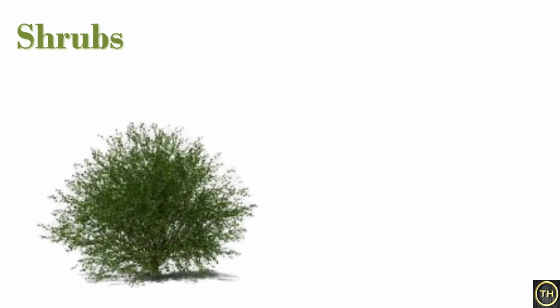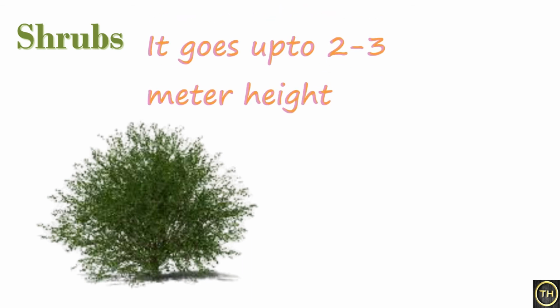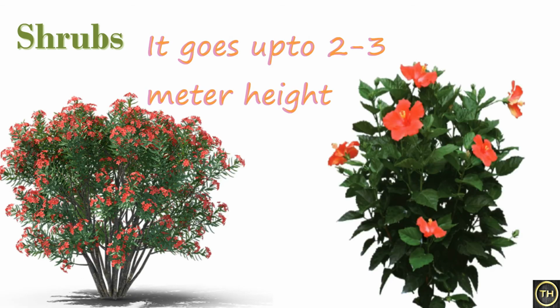Second, shrubs. Shrubs are smaller and shorter than trees, as you can see in this picture. But they have thick and hard stems. They grow very close to the ground. It gives out many branches. It grows up to 2 to 3 meters in height. Examples of shrubs are oleander, hibiscus.